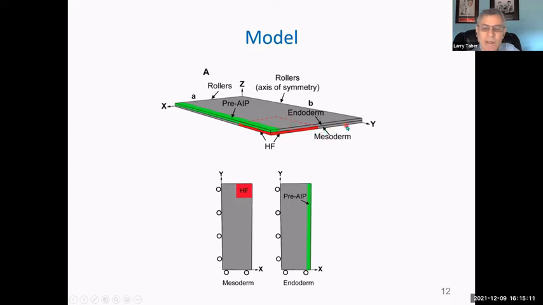This is originally a rectangular flat plate, and we only needed to model half the embryo because of symmetry. So if we look at both layers separately, this is the mesoderm. The heart fields are located in this upper corner of the mesoderm, and the y-axis is the axis of symmetry. And the border of the anterior intestinal portal, the future border, will become this green stripe along this edge of the endoderm. We also assume that the bottom edges are on rollers and the other two edges are free.